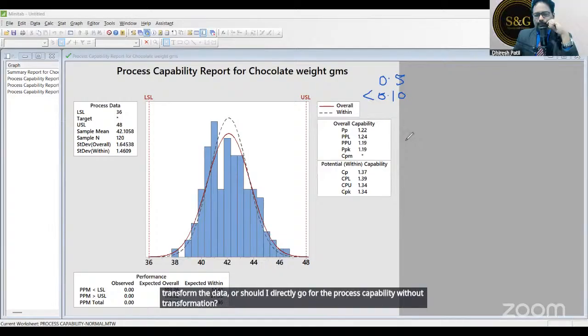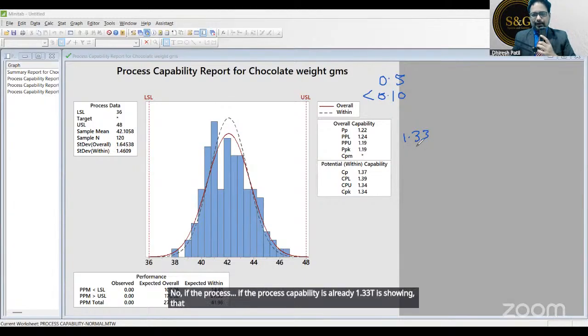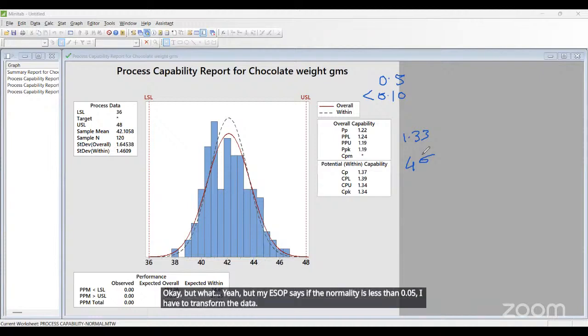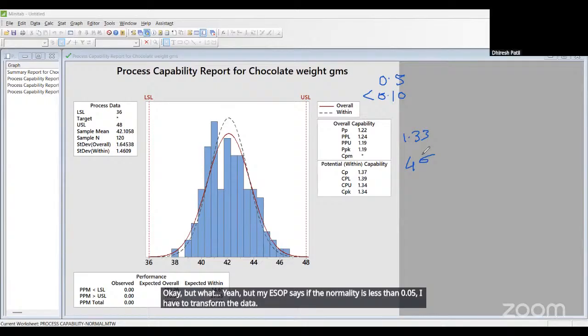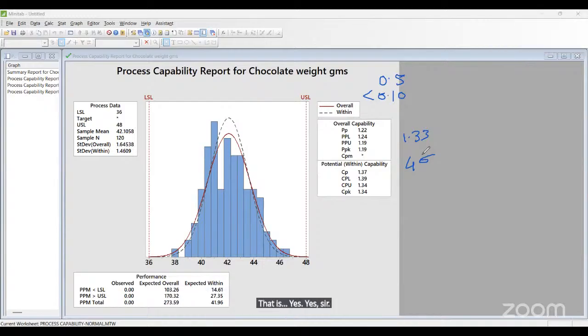If the process capability is already 1.33, that's a good indicator, right? You're already at the 4 sigma level, so why transform the data? Yeah, but my SOP says if the normality is less than 0.05, I have to transform the data. Okay, so your data is not coming out normally distributed, is it? Yes, it is non-normal.